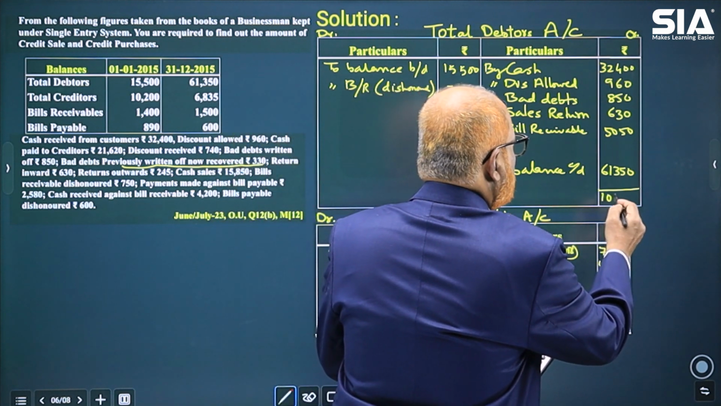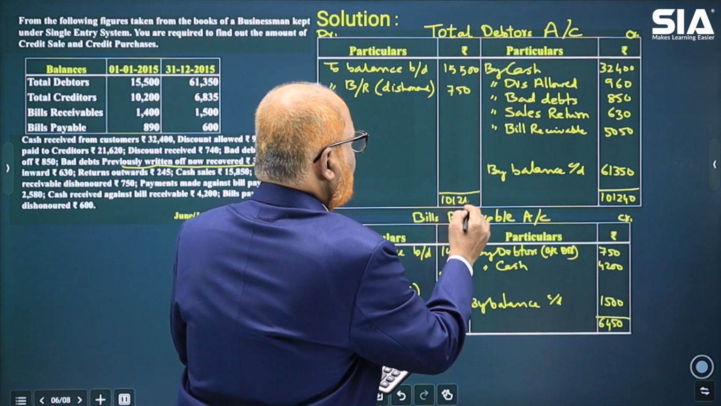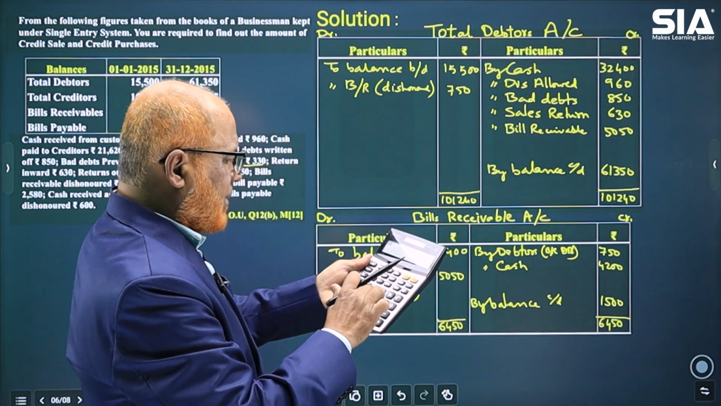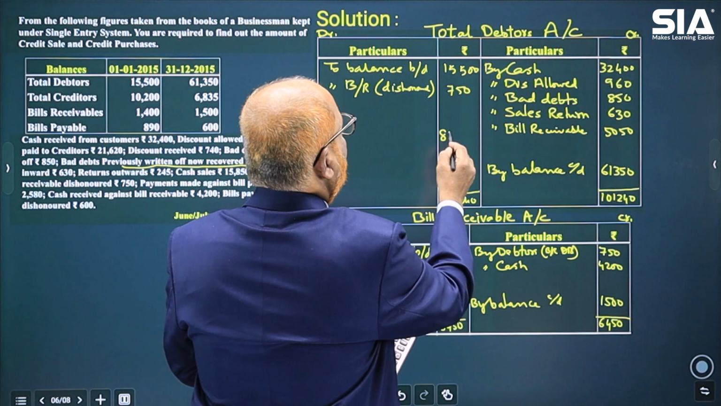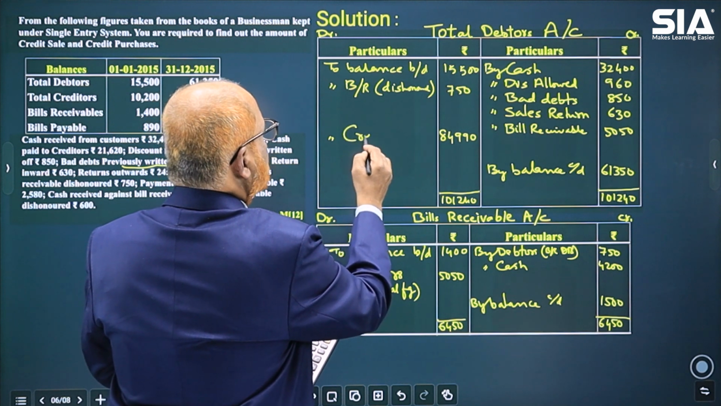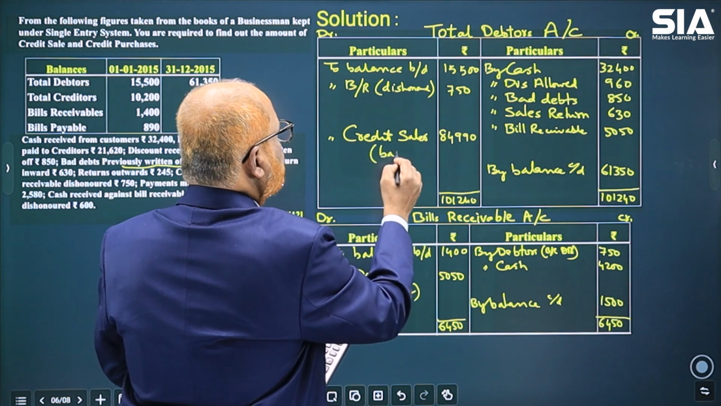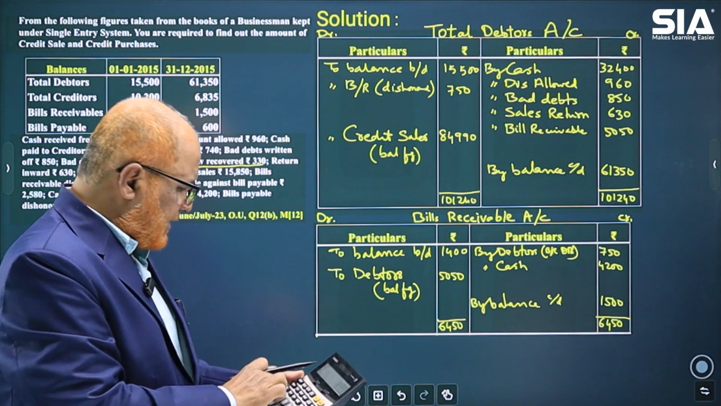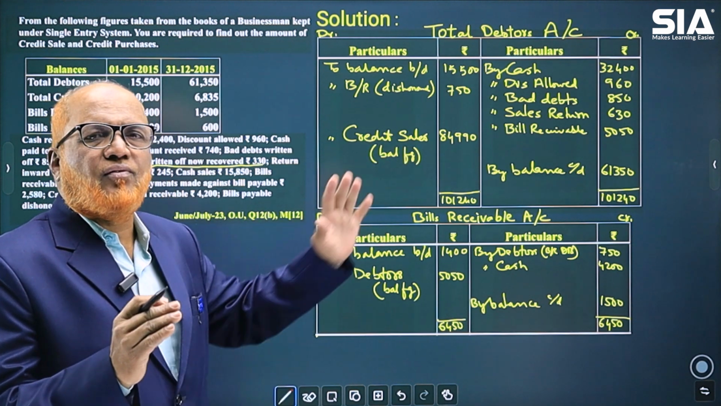It comes to 1,01,240. 101,240 minus 15,500 minus 750. It comes to 84,990. These are the credit sales. This is the balancing figure. This is not given in the problem. In the problem, it is asking you to calculate credit sales, and we got the credit sales. That's all. So these two accounts we need for credit sales.